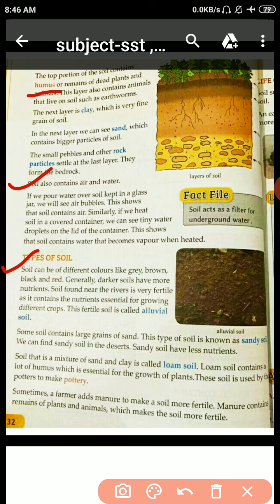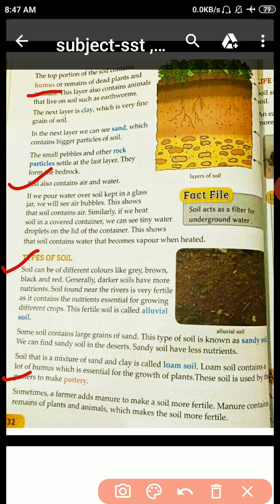Sometimes a farmer adds manure to make the soil more fertile. Manure contains remains of plants and animals, which makes the soil more fertile. So students, soil contains remains of dead plants and animals called humus. Soil contains sand, clay, rock particles, air and water.